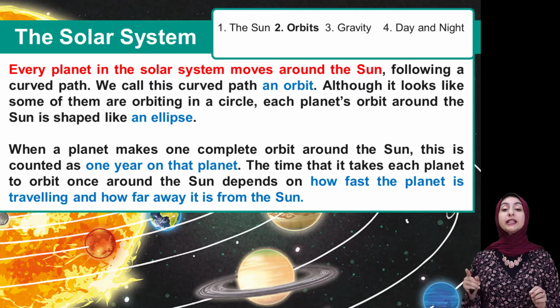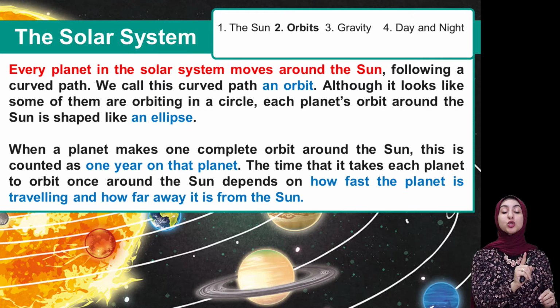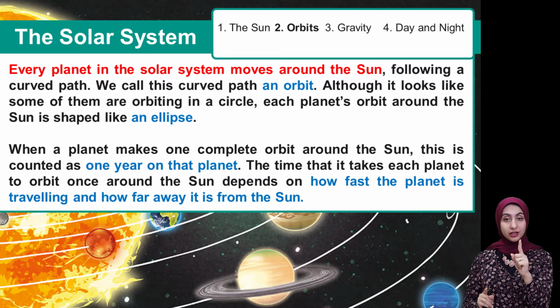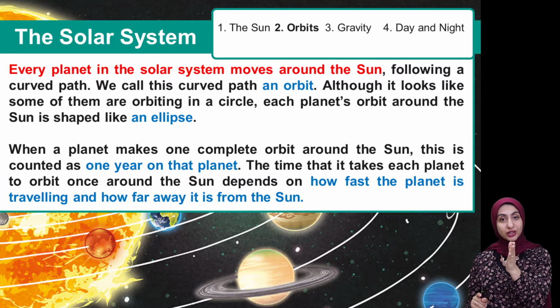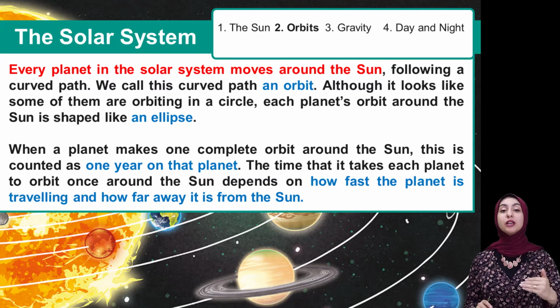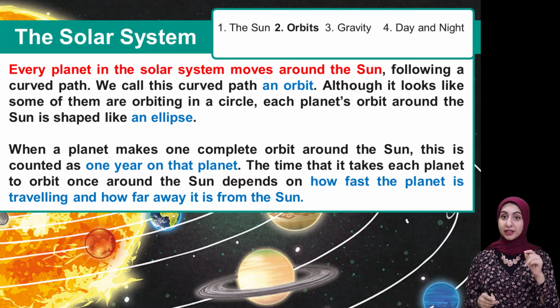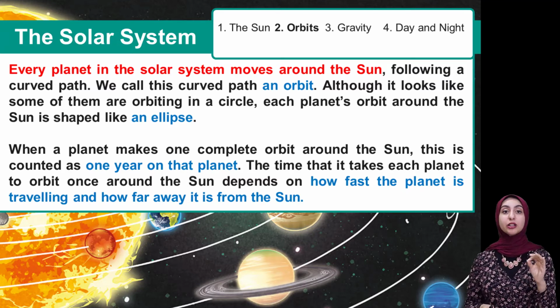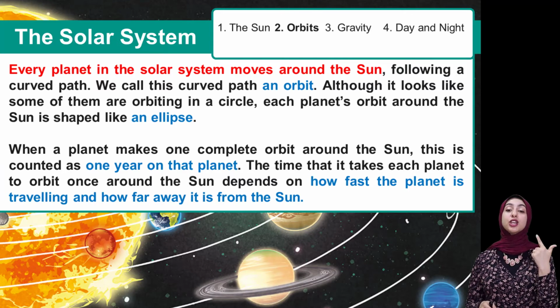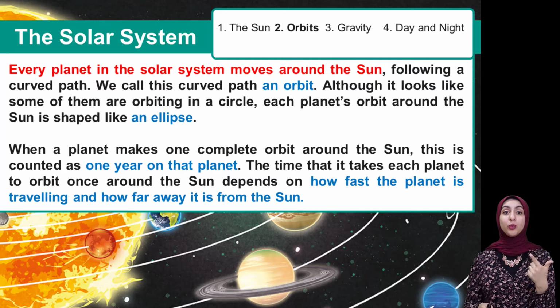Like the planet Earth, it moves around the Sun and finishes one complete orbit in 1 year, which is 365 days. Same thing for the other planets. But the time that it takes each planet to orbit once around the Sun depends on two things. Number one, how fast the planet is traveling. Number two, how far away it is from the Sun.